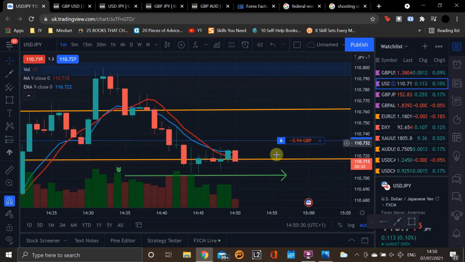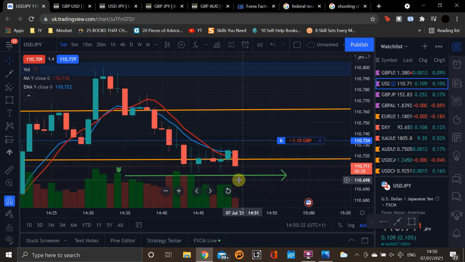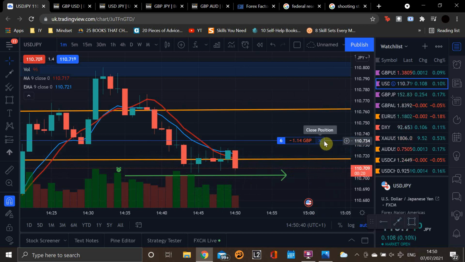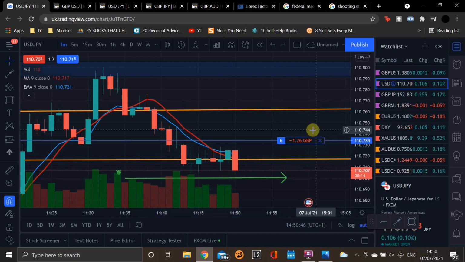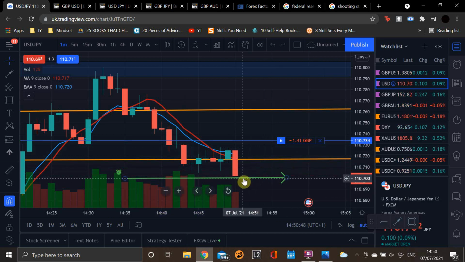USD JPY, I don't know why it's doing what it's doing. Looks like I'm gonna have to take a loss again. I'll be a bit patient. I think I should have a wider stop loss. I'll be a bit patient.